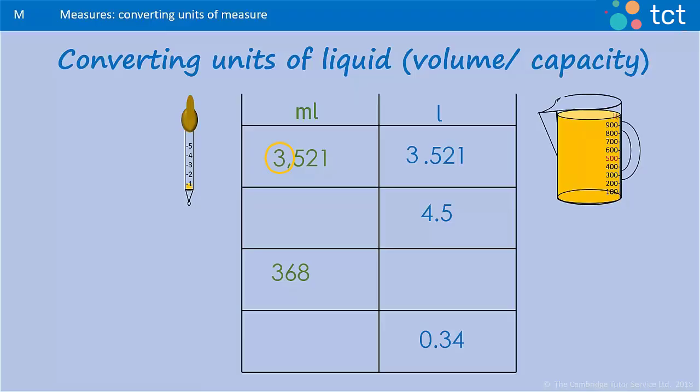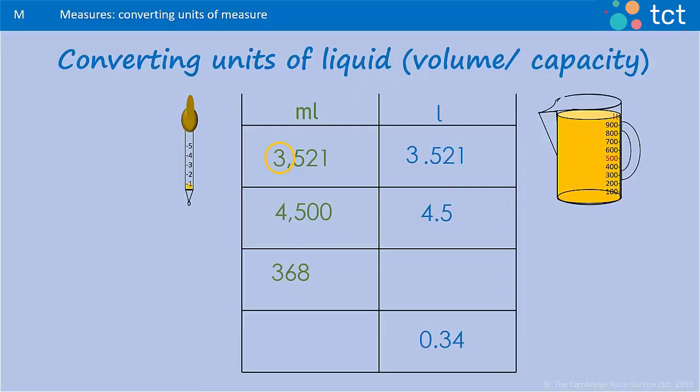The next one, we have 4.5 litres. There are 4 whole litres, and that is equivalent to 4,000 millilitres. If we multiply 4.5 by 1,000, we have 4,500.